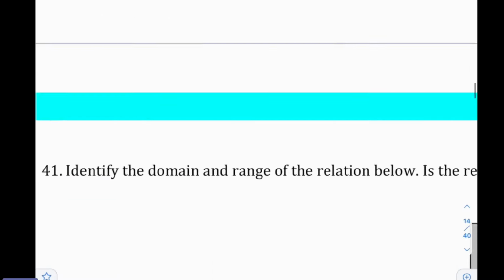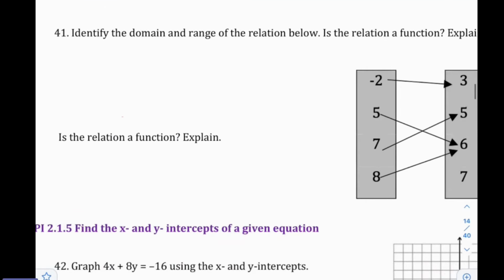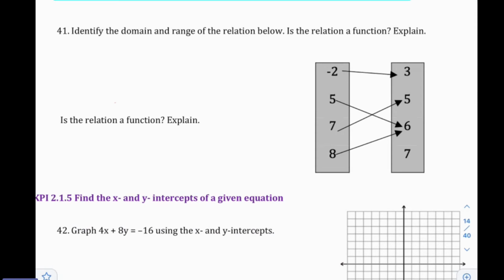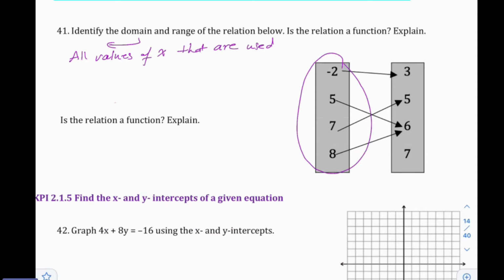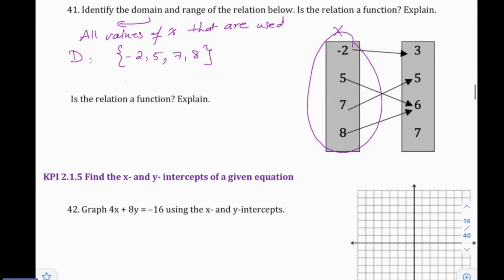Okay, let's see here. Identify the domain and the range. What is the domain? The domain is all values of X that are used. In this case, our domain is the list of numbers -2, and so on, up to 7, 8. You should list them, don't just say X. It's the input, actually. The input usually is the domain.